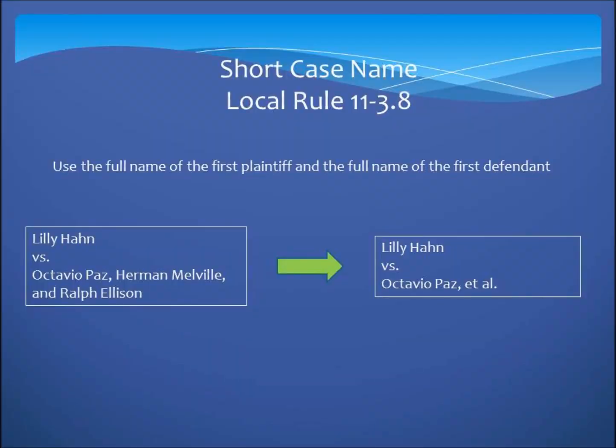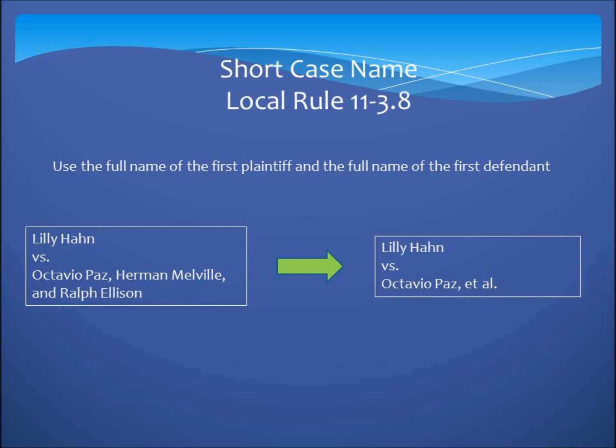The Central District's local rules, Local Rule 11-3.8, allows you to use what is called a short case name. When you write a short case name, you write the full name of the first plaintiff and the full name of the first defendant.